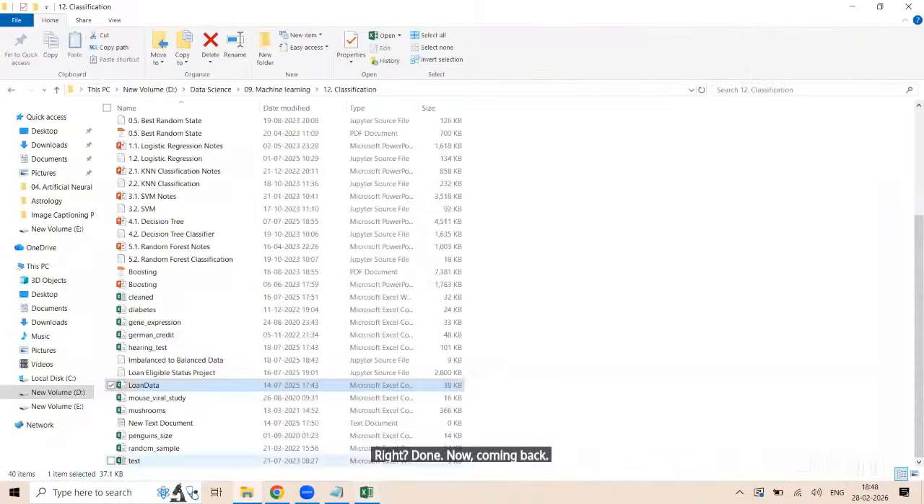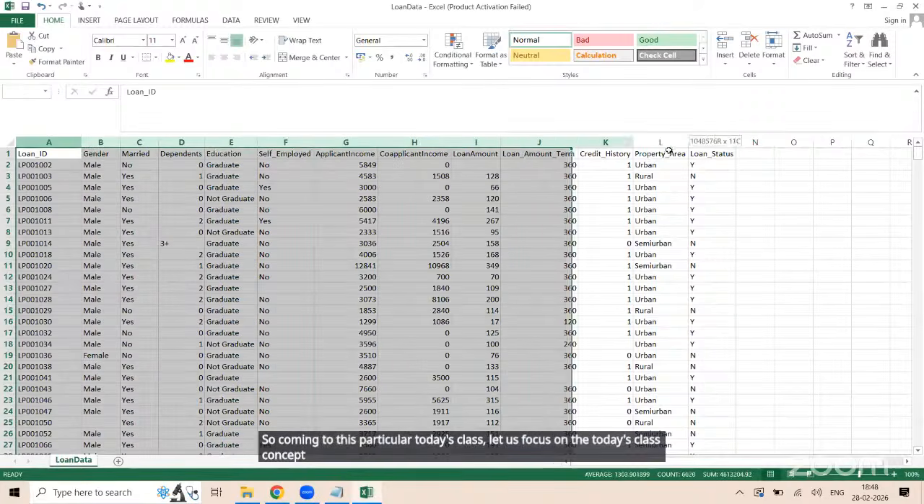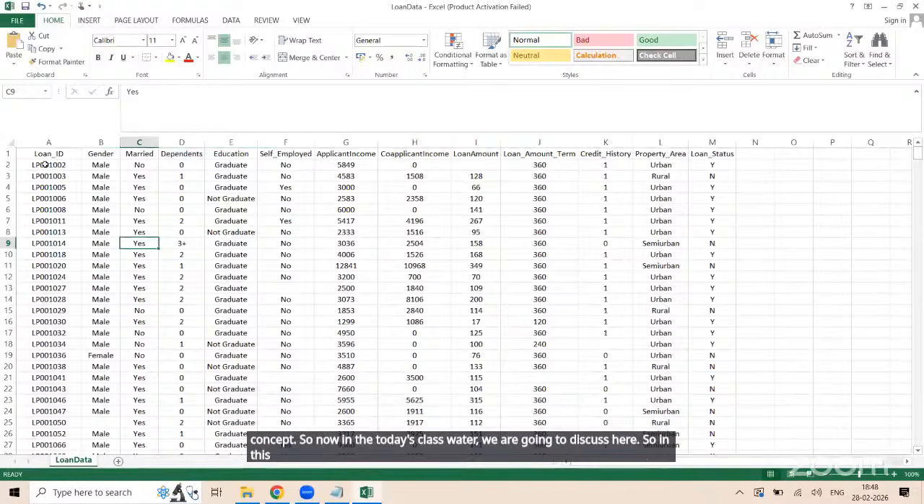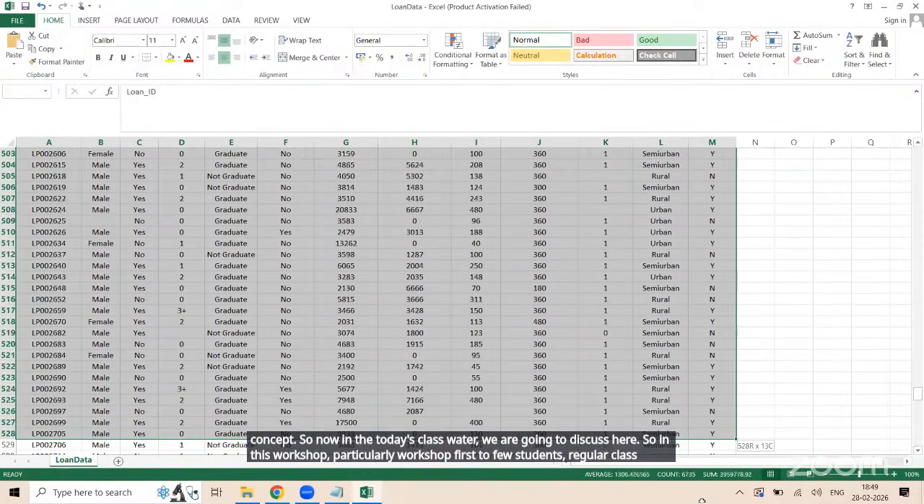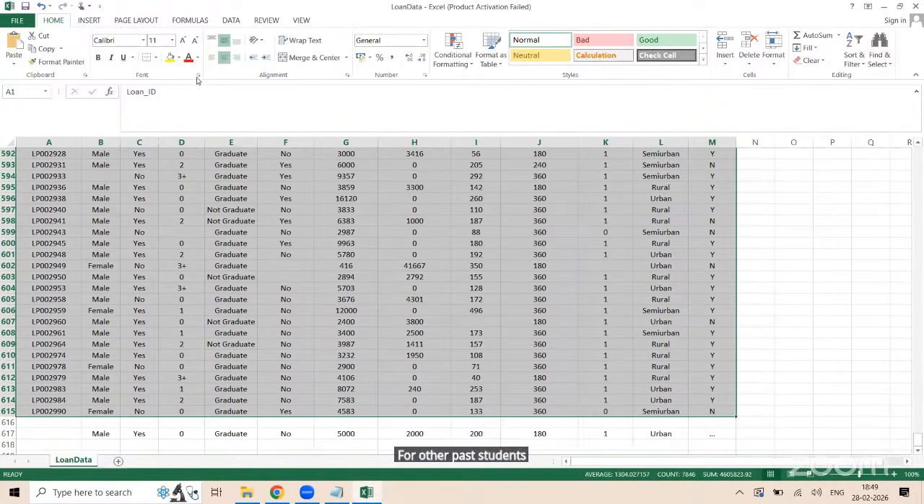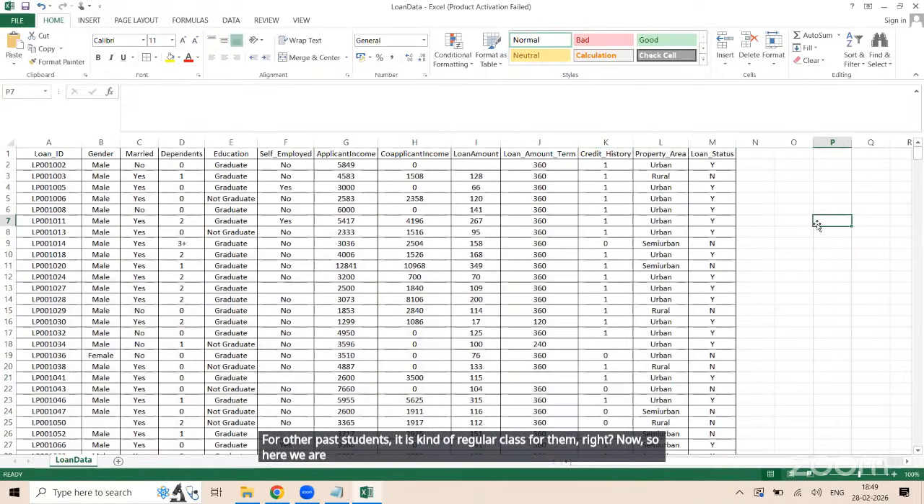Now, coming back to today's class, let us focus on today's class concept. What are we going to discuss here? In this workshop particularly, it is a workshop for few students and a regular class for some other students. For new batch students it is a workshop; for other batch students it is kind of a regular class. Here we have the data. This is the data.